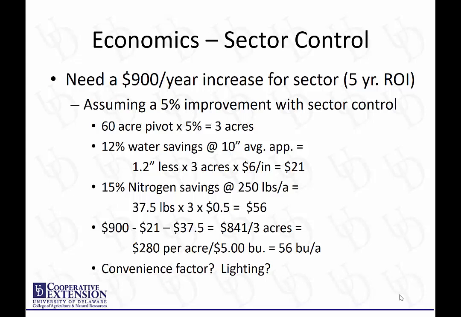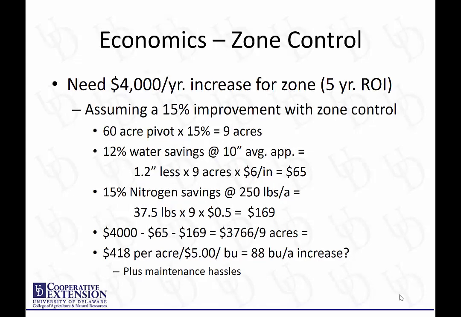That's just figuring an average 50, 60 acre system. If we look at sector control, the individual nozzles going on and off, we've got to have 88 bushels across 9 acres more by changing that onto it. And that's an unlikely scenario. Unless you're paying for water, these things generally don't come out to be a profitable venture.